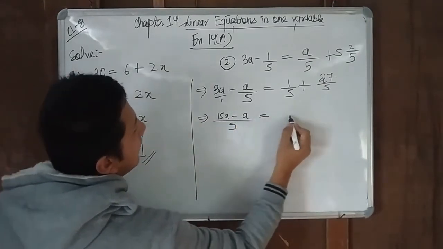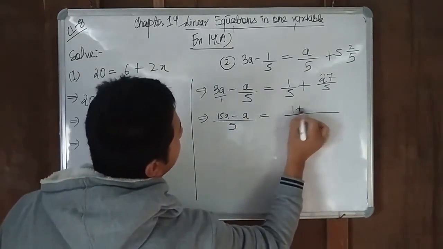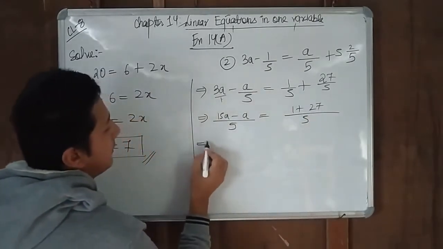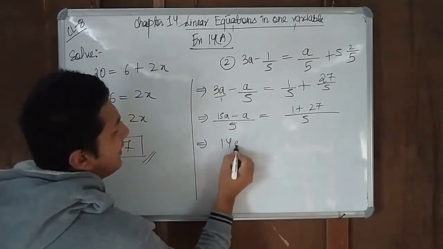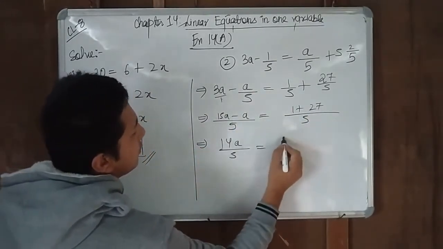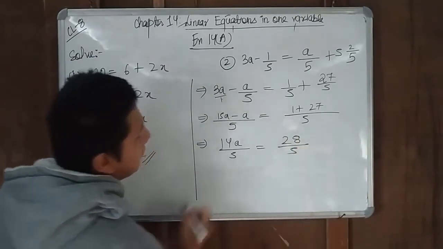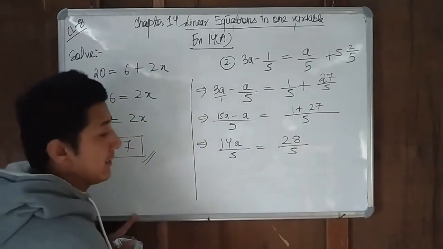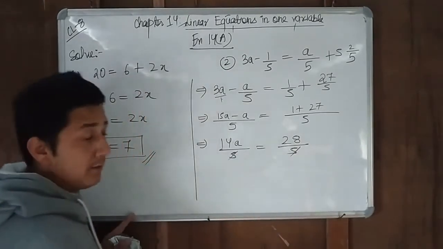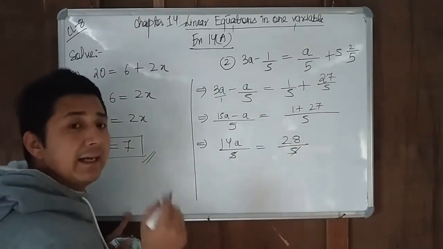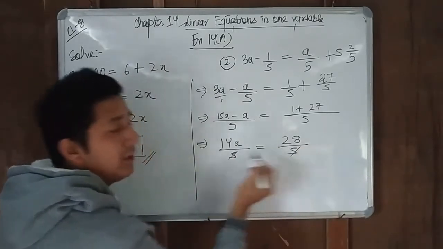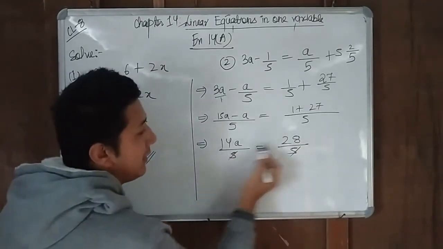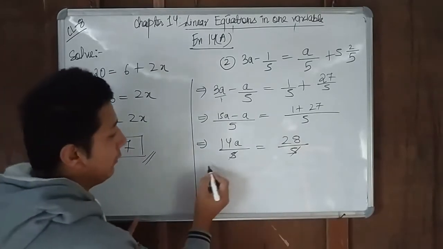15a minus a. The 5 is the LCM. 1 plus 27. Right? So therefore this is 14a divided by 5 is equals to 28 divided by 5. Okay, so therefore 5 easily gets cancelled out here. See, whenever there is a fraction on both the sides, either I can cancel the denominator, or I can cancel the numerator and numerator. Please make it clear.